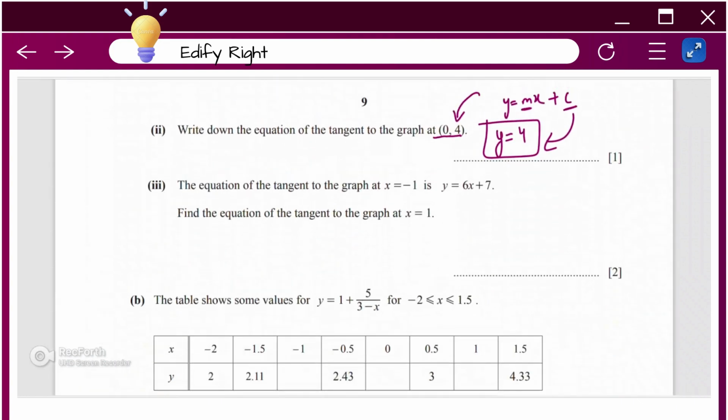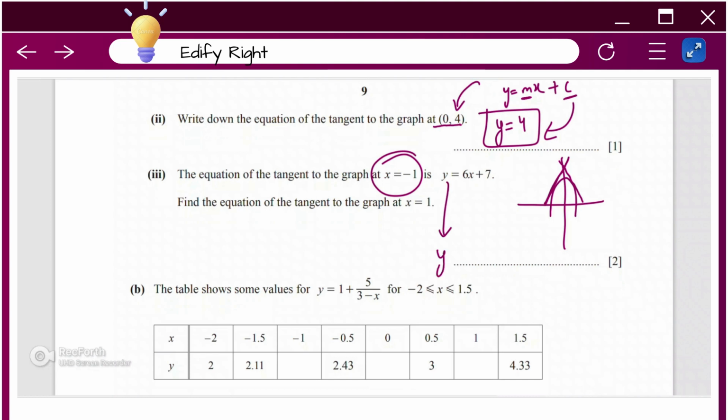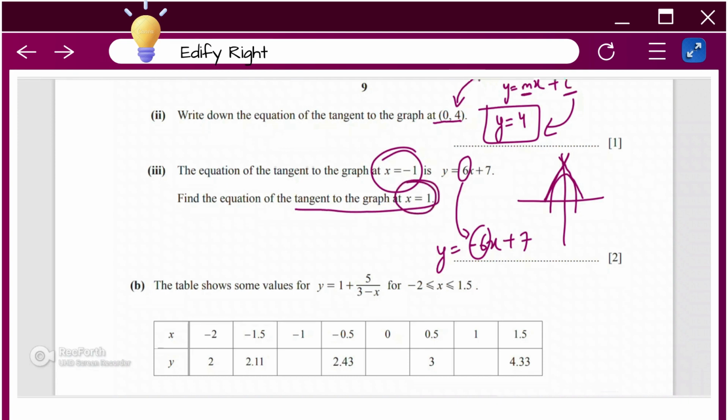So in this case, if we have, let's say the graph is something like this, then at x equal to minus 1, we have 6x plus 7. That's the slope. So it's an upward slope. So at x equal to plus 1, it's going to be a downward slope. It's going to have similar slope, but just the sign is going to be opposite. So here we have y equal to minus 6x plus 7. So we're going to change from 6, we're going to go to minus 6. That's the only change that you have to make to find out the equation of the tangent at x equal to 1.